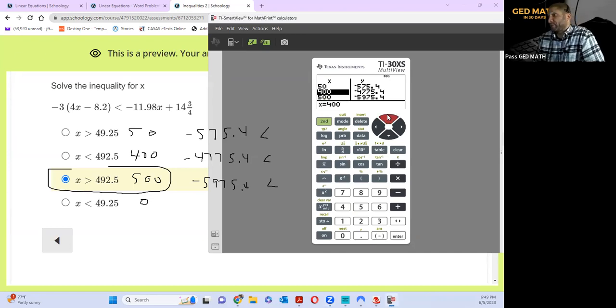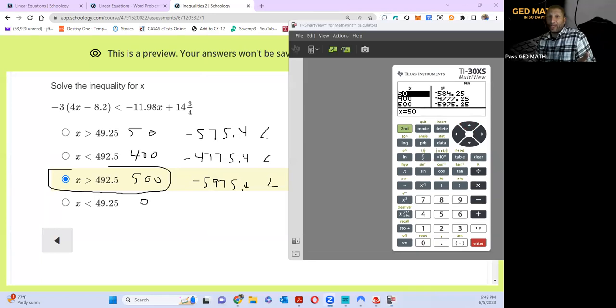Watch this. I'm going to do the same exact thing, but I'm not going to put in this first part. I'm going to put in the second part: minus 11.98x plus 14.75. Since I already put those 3 variables in, it makes it much easier. Let me change the red. You asked, can I do it with the calculator? I want to show you. So this number is minus 584.25. Is 575 less than minus 584?